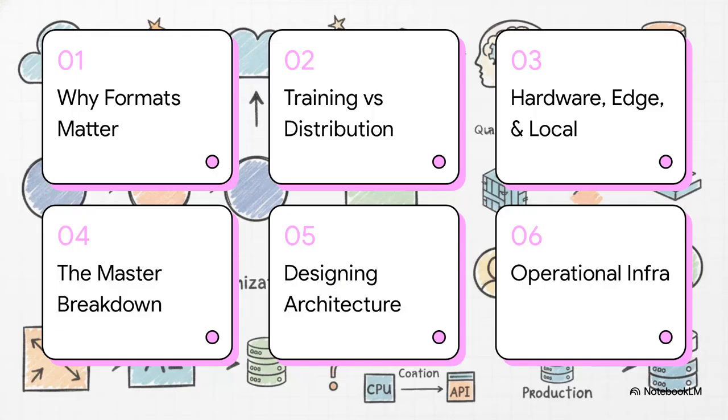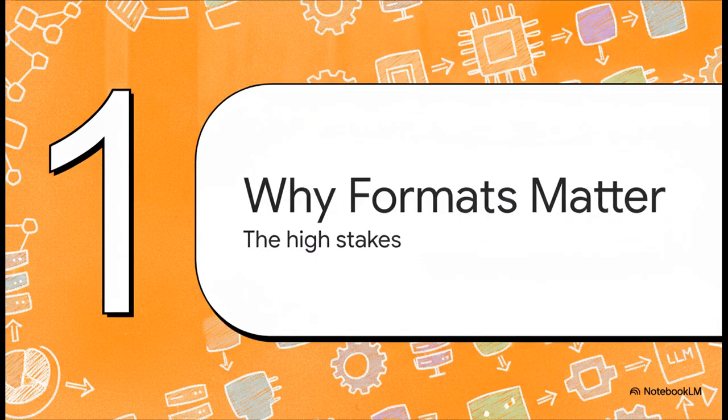Here's our roadmap for today. First, why model formats matter. Second, training versus safe distribution. Third, hardware, edge, and local. Fourth, the master breakdown. Fifth, designing the architecture. And finally, number 6, operational infrastructure. Let's get to it.